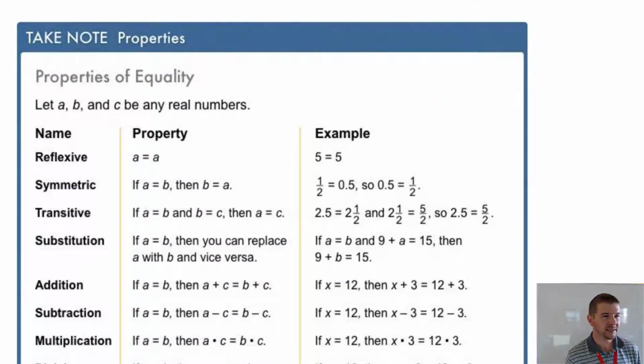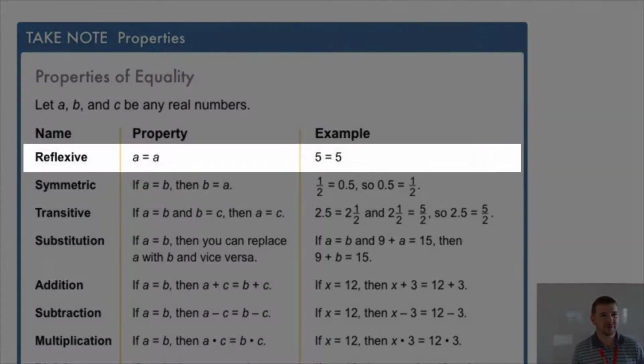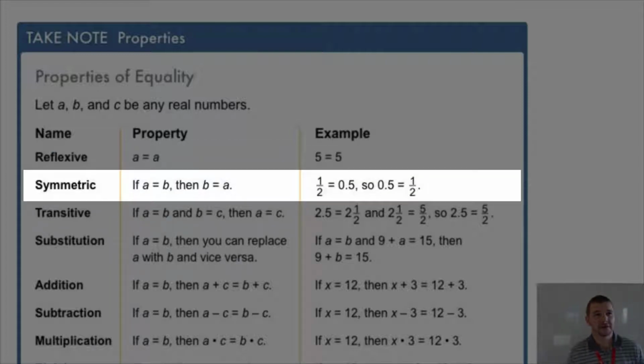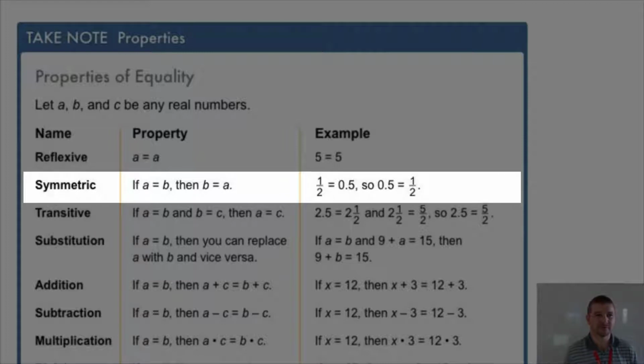Let A, B, and C be any real numbers. So first, the reflexive property of equality states that A equals A. An example, 5 equals 5. The symmetric property of equality says that if A equals B, then B equals A. For example, 1/2 equals 0.5, so 0.5 equals 1/2.